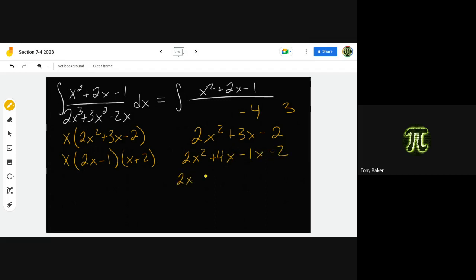I can pull out a 2x out of this side, and I'm left with x plus 2. And I can pull out a -1 on that one, and I'm left with x plus 2. So I have 2x minus 1 and x plus 2. That's how you factor when there's a number in front, without having to guess and check, basically.